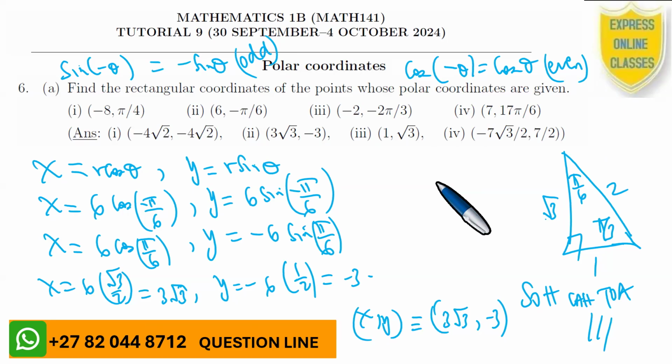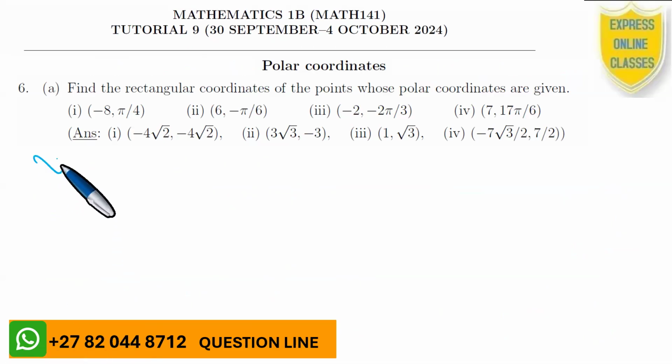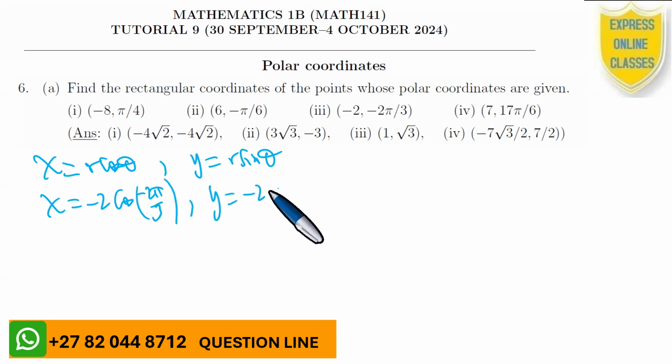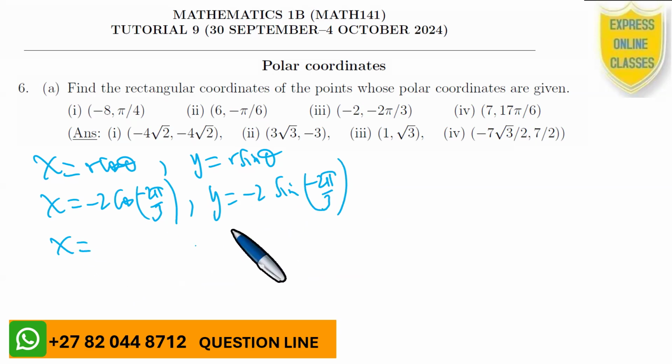So now we continue to try the third Roman figure, which is r cosine theta, r sine theta. R is minus 2, cosine of minus 2 pi over 3. The sine of minus 2 pi over 3, it's the same thing here. It's minus 2 cosine of 2 pi over 3.